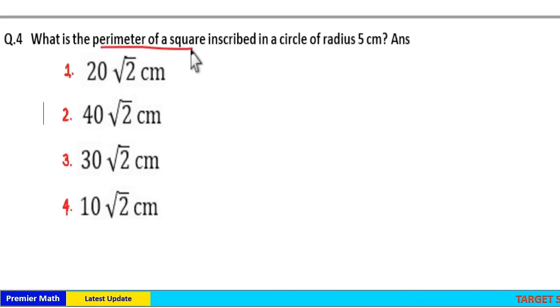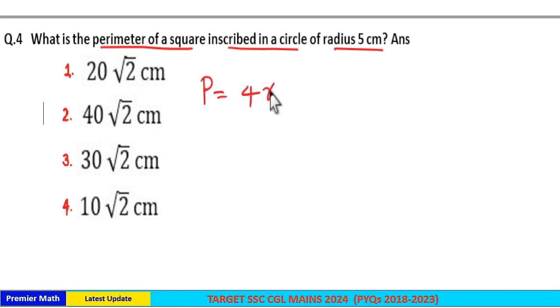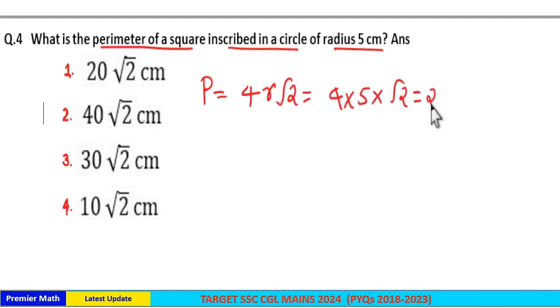What is the perimeter of a square inscribed in a circle of radius 5 cm? Simply, the formula for the perimeter of a square inscribed in a circle is P = 4R root 2, which is equal to 4 into, here radius is 5 cm. So 4 into 5 into root 2 is 20 root 2. Option 1 is your answer.